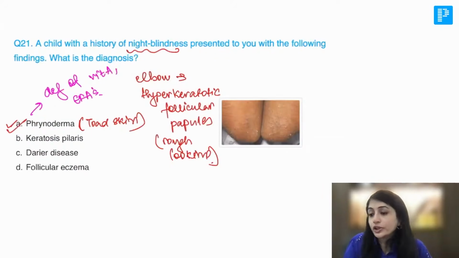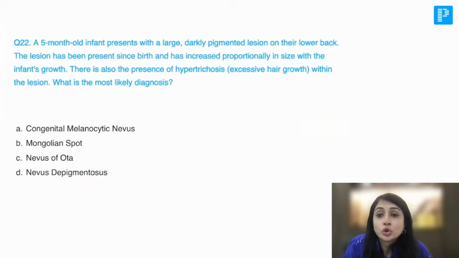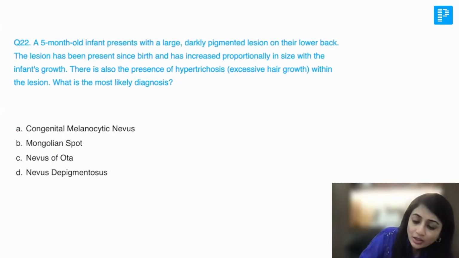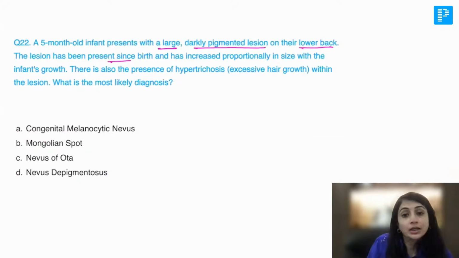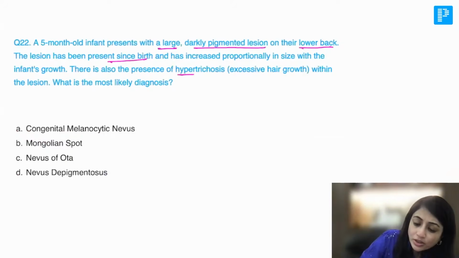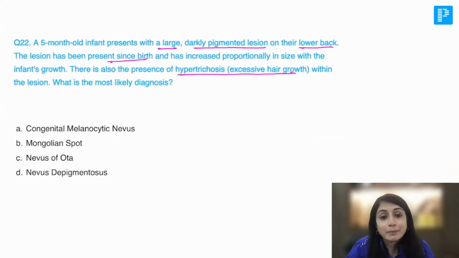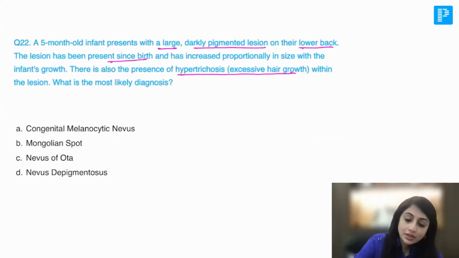Yes, so this is follicular hyperkeratosis. You're absolutely right. Okay, next question. A 5-month-old infant presents with a large, darkly pigmented lesion on the lower back. It has been present since birth, increased proportionately with the body size, and there is hypertrichosis over the lesion. So you have a pigmented lesion present at birth with excessive hair growth over it. So what is it? The answer here would be congenital melanocytic nevi.